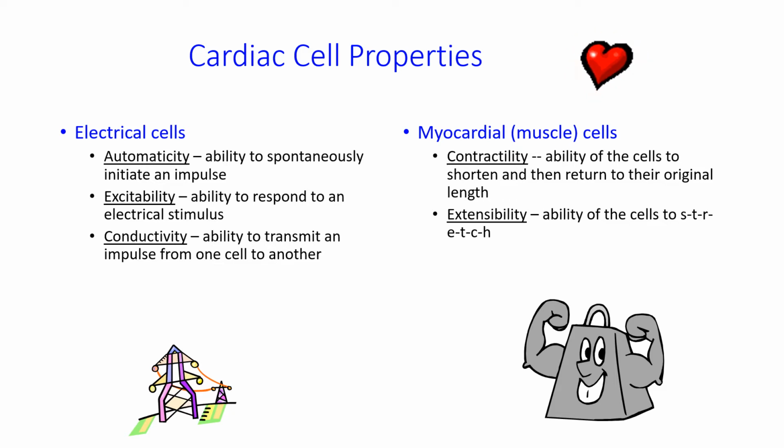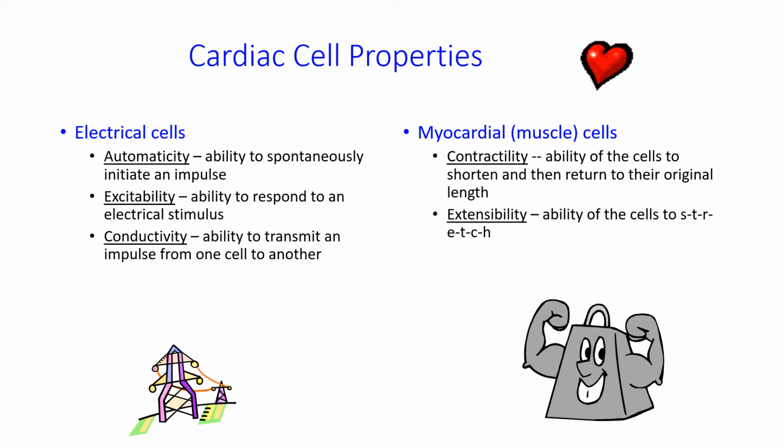With automaticity, every cardiac cell has the ability to spontaneously initiate an impulse. That impulse travels throughout the cardiac cells, and each of the cells has excitability and conductivity, meaning that the impulse will travel from cell to cell, because each cell can respond to the electrical stimulus and pass that impulse to another cell. This is very important and is done very quickly so that the cells can depolarize at the same time, causing a contraction at the same time.